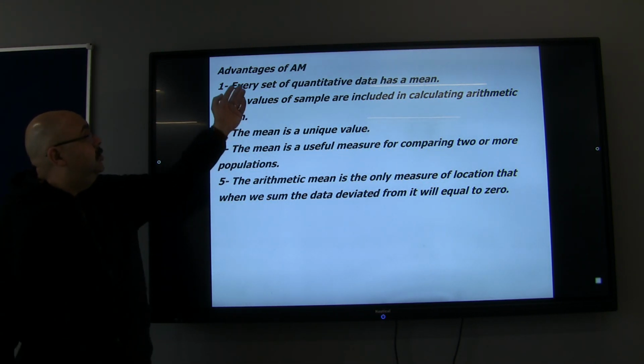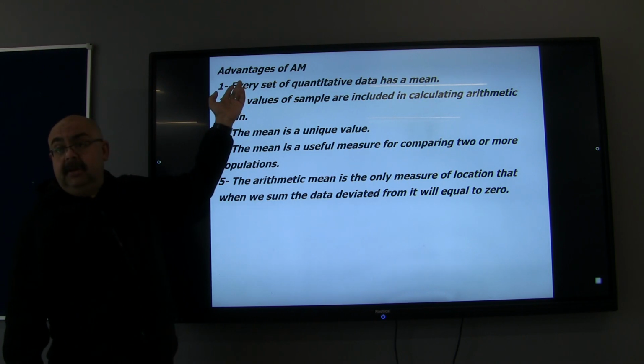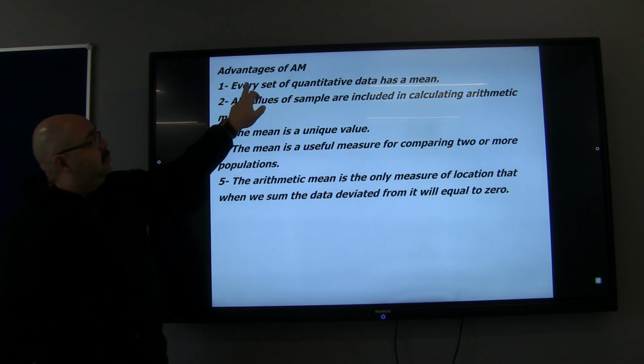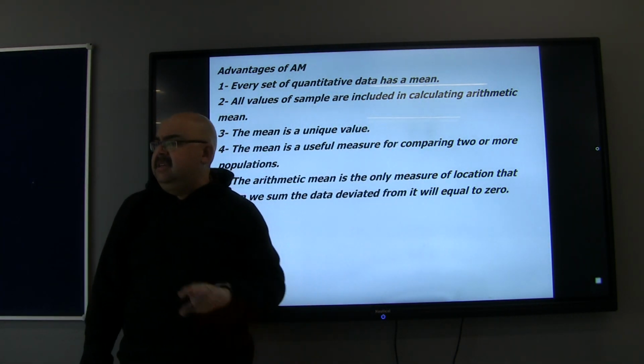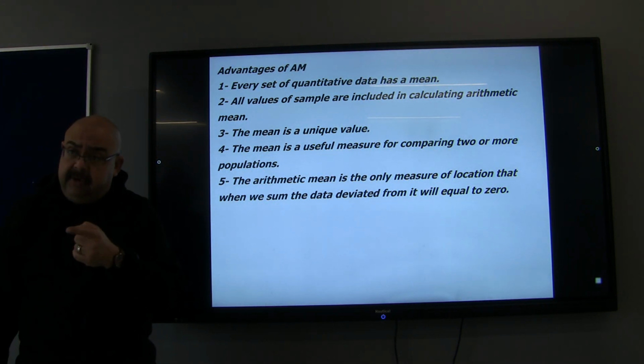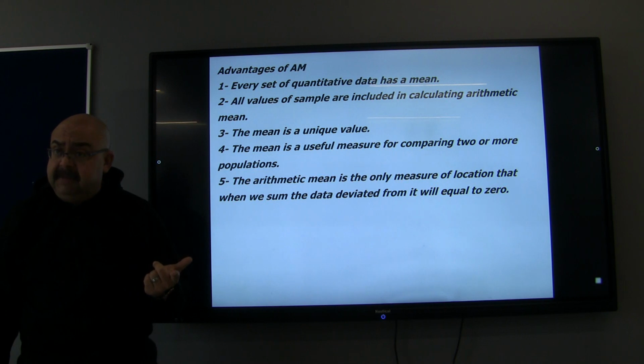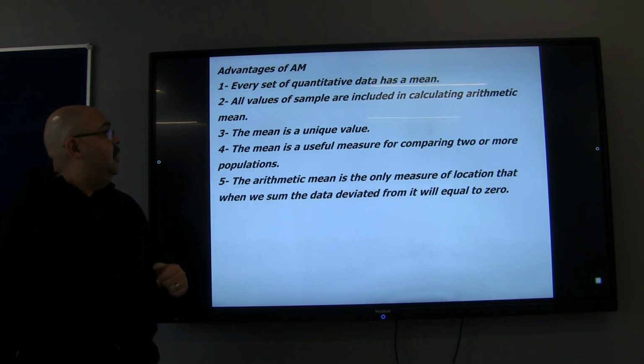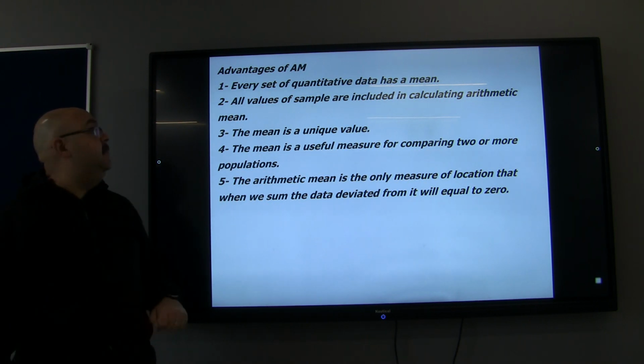The great advantages of arithmetic mean. First of all, every set of quantitative data has a mean. It's exactly like the mid-range. Once you have quantitative data, you can evaluate the mid-range or the arithmetic mean. So that's a very nice advantage for the arithmetic mean.